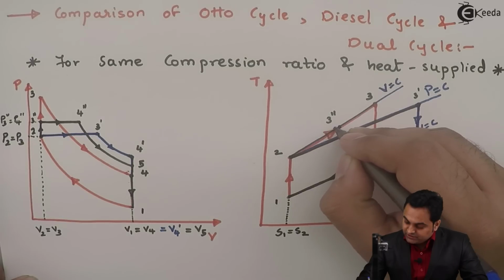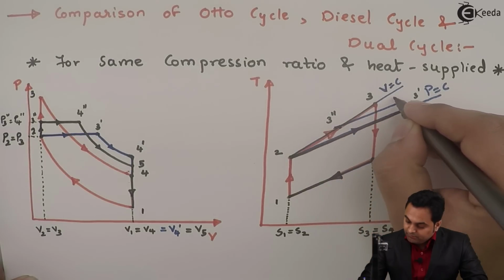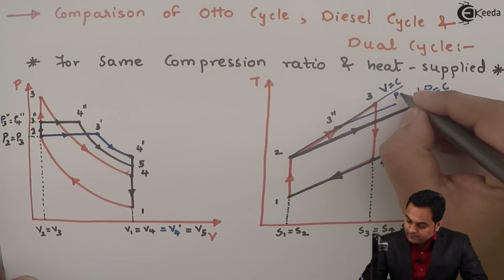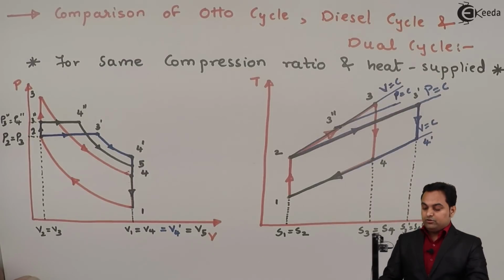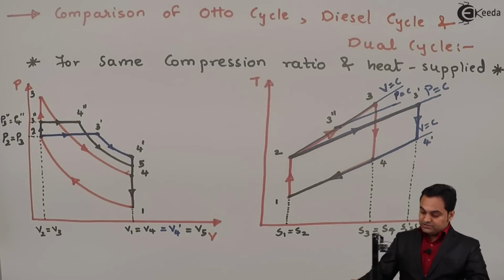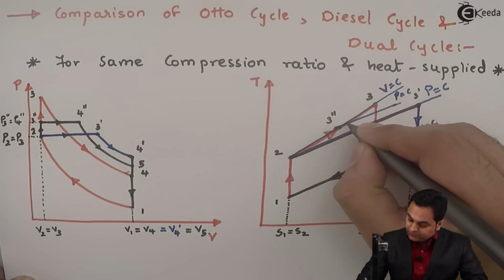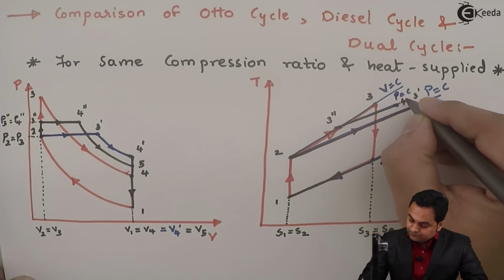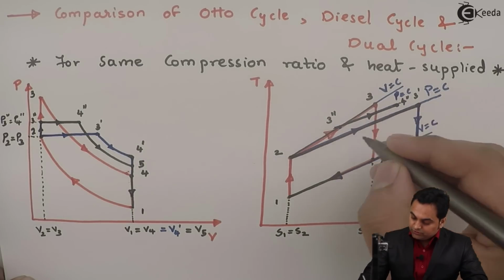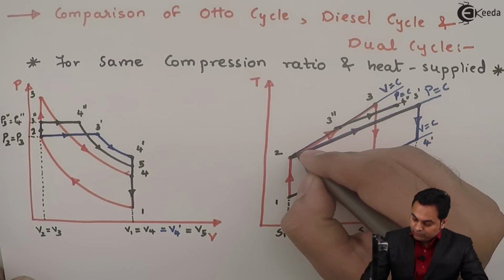Similarly, parallel to this, I'll draw another constant pressure line, but I have to see here that this constant pressure line should be less inclined than the constant volume line. Now the heat will be added over this line, keeping the pressure constant, that is from 3 double dash to 4 double dash. The pressure is kept constant, and from 2 to 3 double dash it was at constant volume.